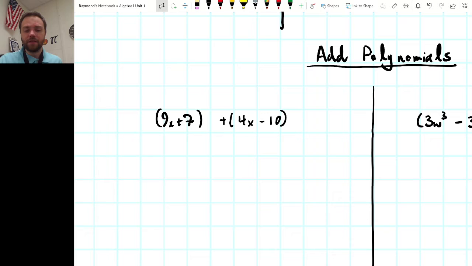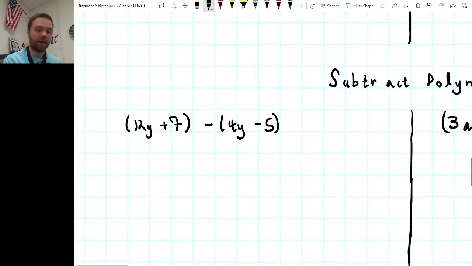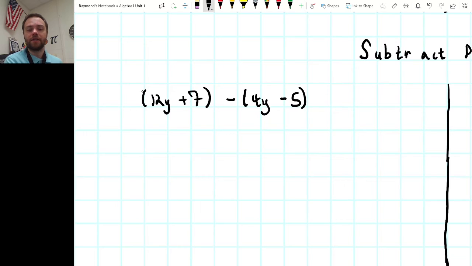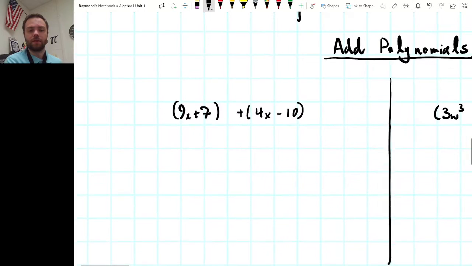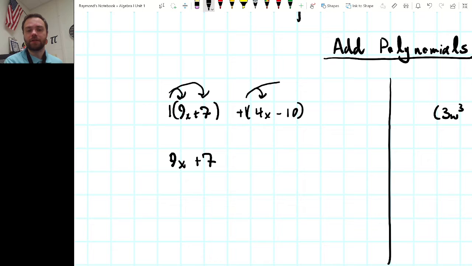And then here is the meat of what we're trying to get into here, okay? So I've got 9x plus 7 minus 4y minus 5. So anytime you see an expression like this with parentheses around it, it's wanting you to use the distributive property. I've got a 1 here and a 1 there. So I'm going to distribute 1 and then break the parentheses. So 1 times 9x and 1 times 7, that's just going to be 9x plus 7. And then 1 times 4x and 1 times negative 10, I get 4x minus 10.